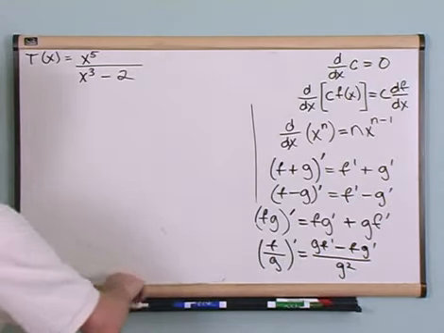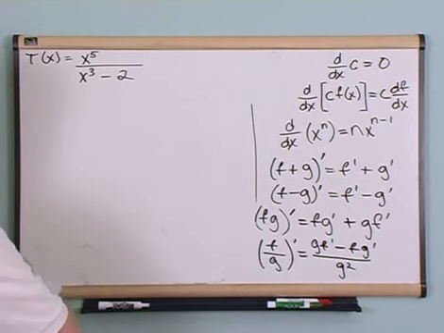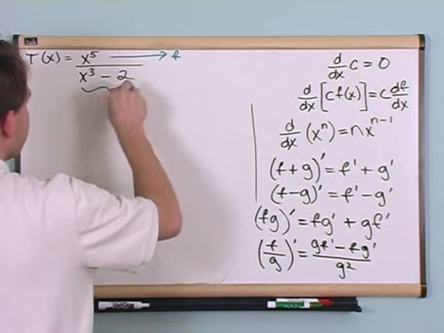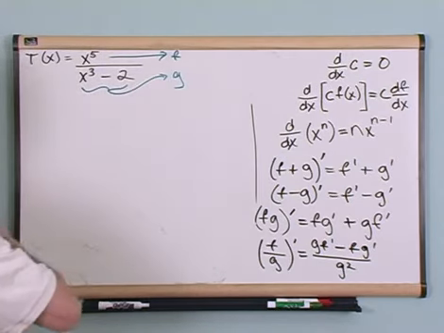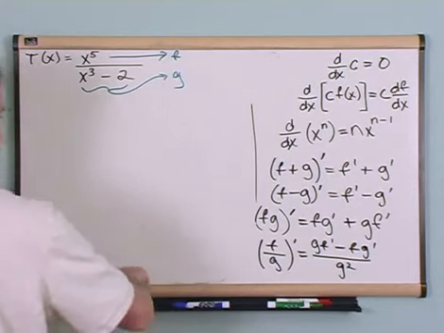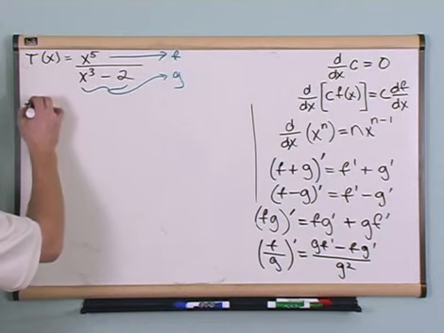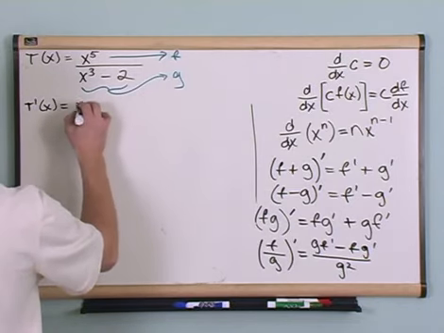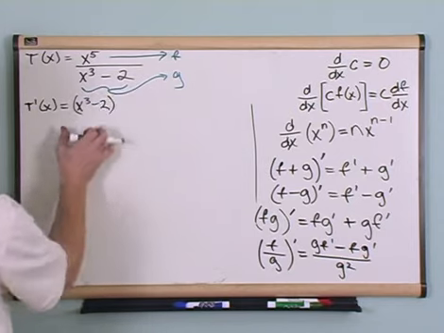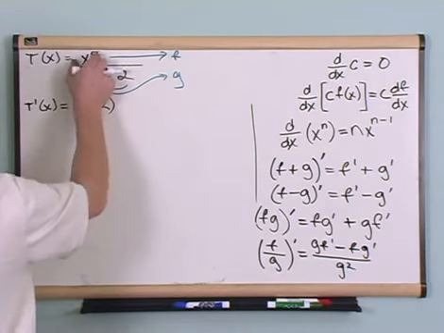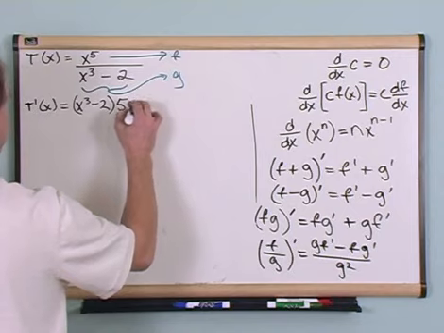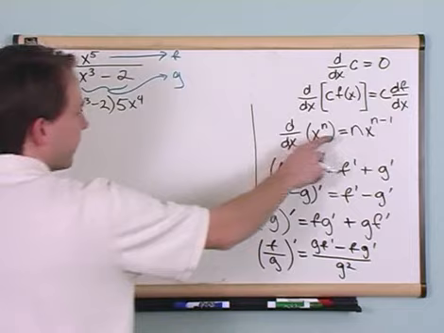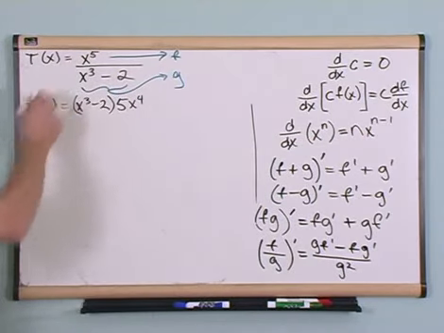And so what we need to recall is that this top function here is f, and this bottom function here is g. As we go through it, we have to remember that. So t prime of x equals the bottom, which is x to the 3rd minus 2, times the derivative of the top, which is 5x to the 4th. 5 comes down, x to the 5 minus 1 power gives me a 4. I use the power rule right there to take the derivative of the top.